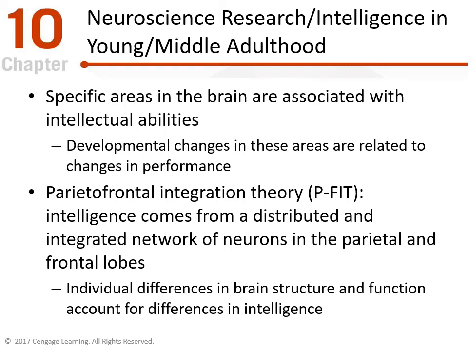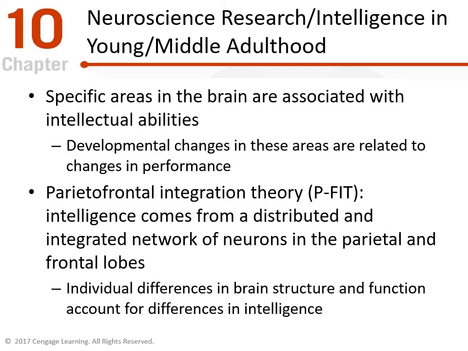So now we're going to take a look at the neuroscience research view on intelligence in young and middle adulthood. The neuroscience view is that specific areas in the brain are associated with intellectual abilities, so developmental changes in these areas are related to changes in performance. If you have a degeneration in these specific parts of the brain, you're going to see a difference in intelligence. If you take a bunch of MRIs or PET scans and look at them individually, you're going to see this integrated network of neurons in the parietal and frontal lobes.